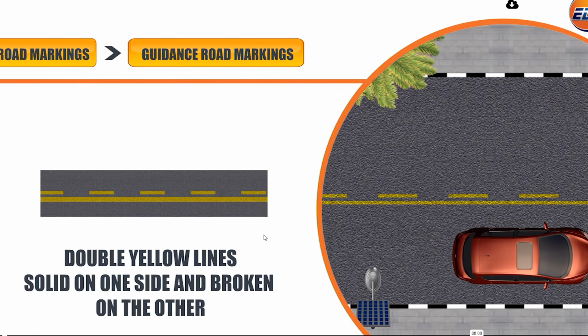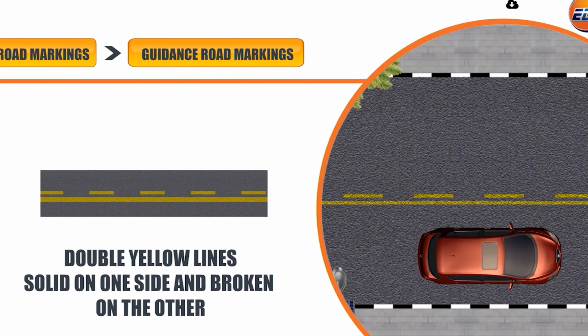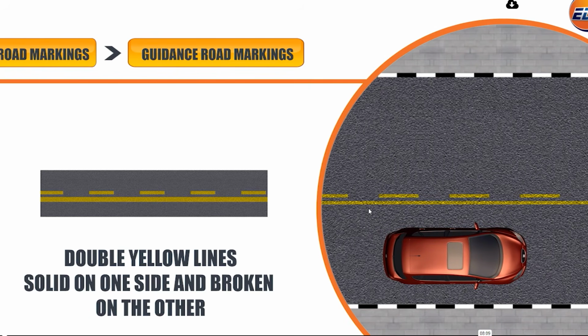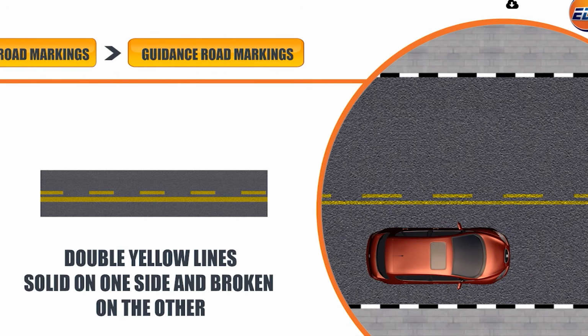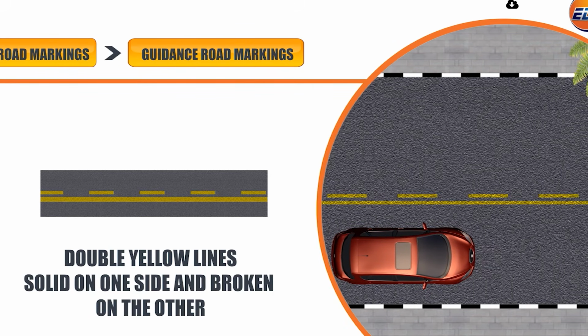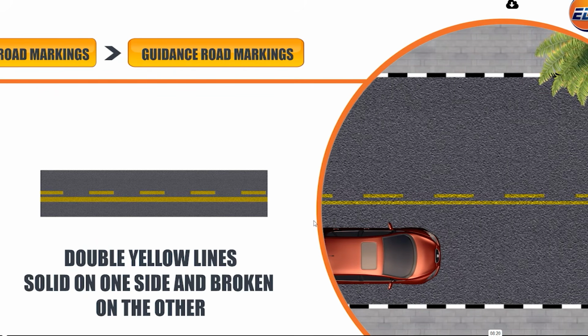Double yellow lines, solid on one side and broken on the other, are painted along the carriageway in the centre of the road. Motorists can only cross these lines to overtake, enter, or leave the road if the broken line is on their side. It is usually found in areas where the road is going uphill or downhill with bends.